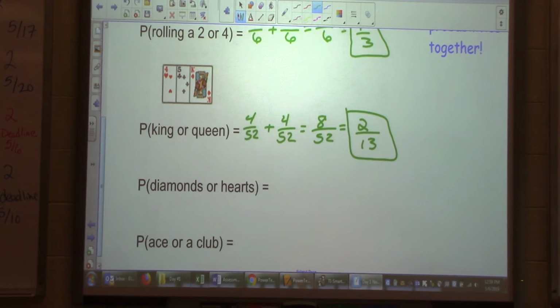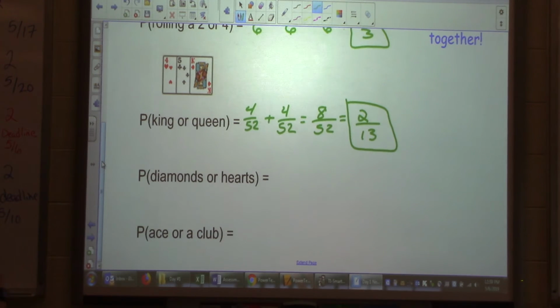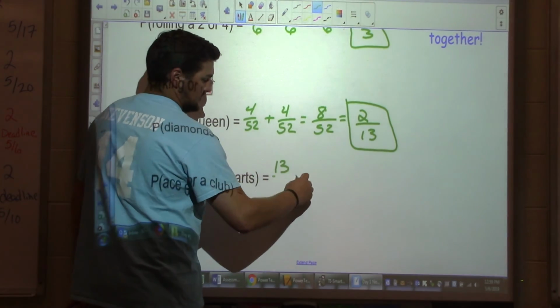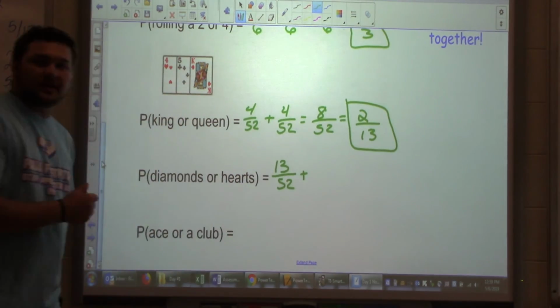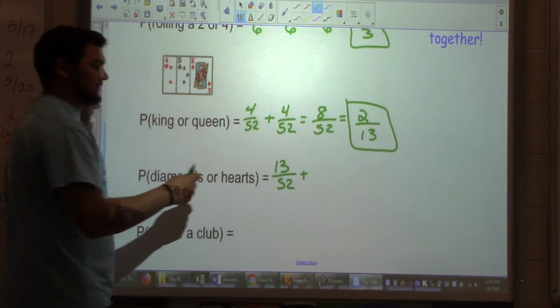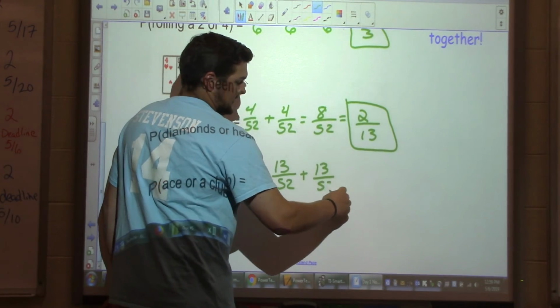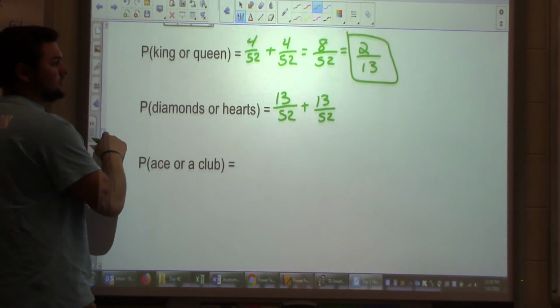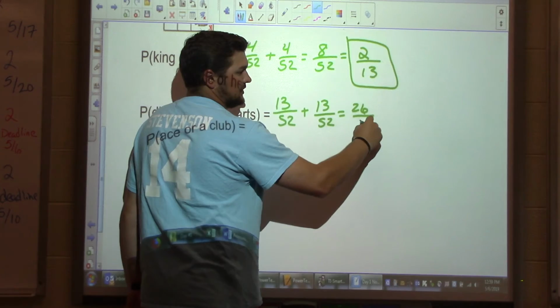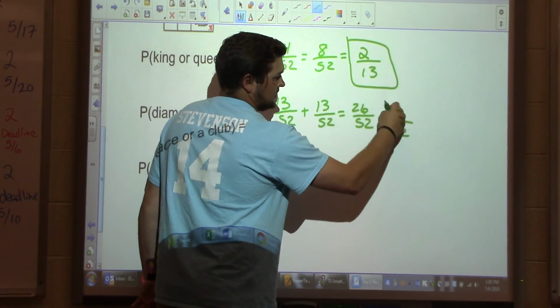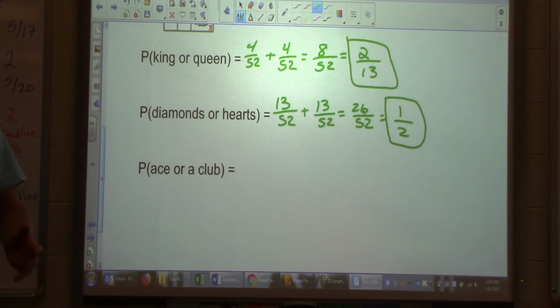Alright? What about the next one? Probability of picking a diamond or a heart. Well, how many diamonds are there in the deck? 13 out of 52. Plus, how many hearts are there in the deck then? 13 out of 52. If you want to use 1/4 and 1/4, you're more than welcome to. So we get 26 over 52, which is the same as 1/2. Does that make sense so far? Do you have any questions so far? No? Alright, the last one like this.